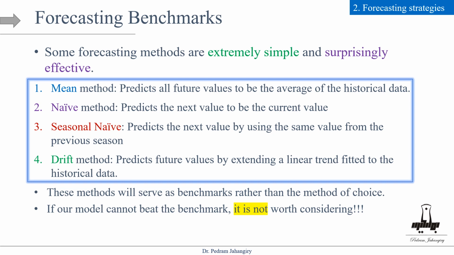The drift method simply calculates predictions by extending a linear trend fitted to the historical data. Imagine you have a time series that is upward sloping. You connect the first point to the last point and extrapolate it, and that extrapolated line is going to be your forecast into the future. Just remember, as I said earlier, we care about these benchmarks because at the end of the day, if your model cannot beat these benchmarks, it's not even worth considering. So let's look at some of these benchmarks in the next slide, over a couple of simple examples.